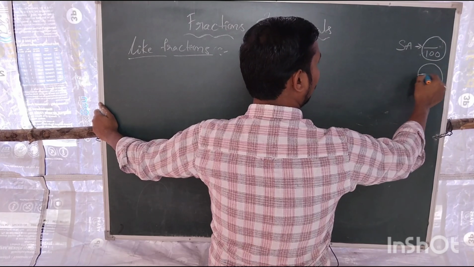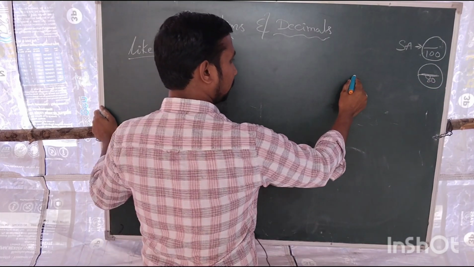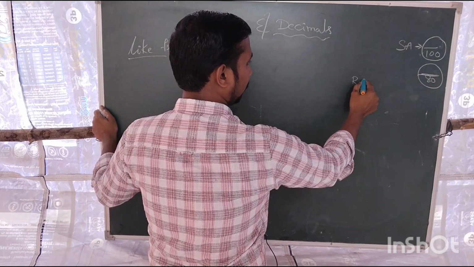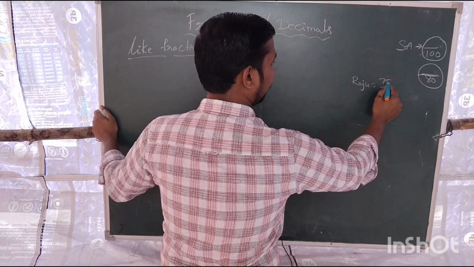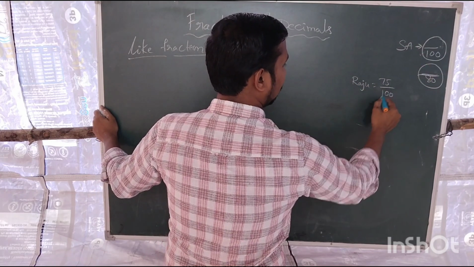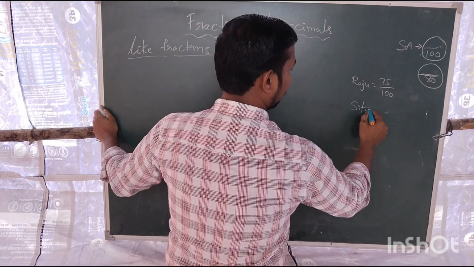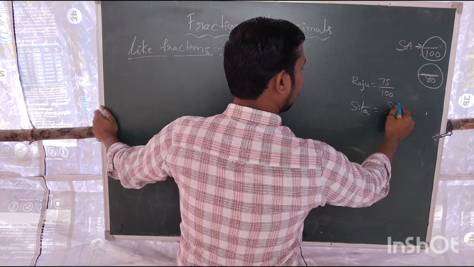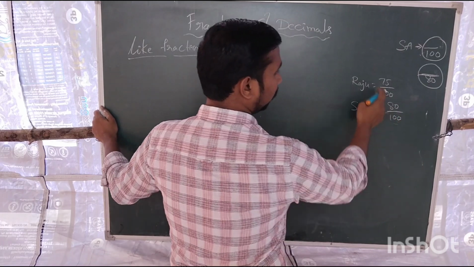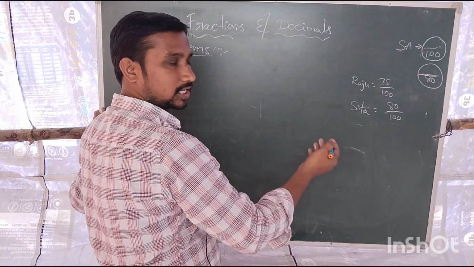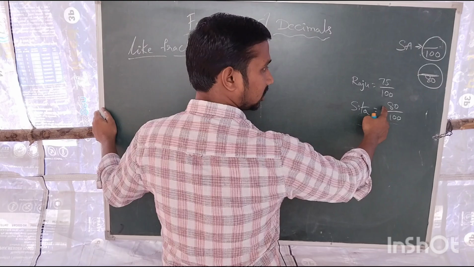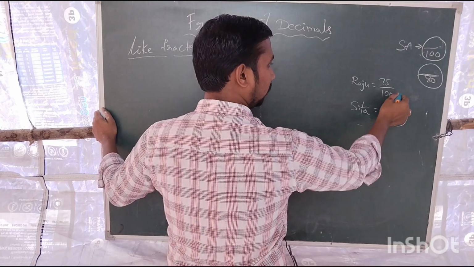The children get many marks. For example, Razu got 75 out of 100. Sita got 80 by 100. Of these two, who got the highest marks? 80 is the highest marks, absolutely. We already know about that.